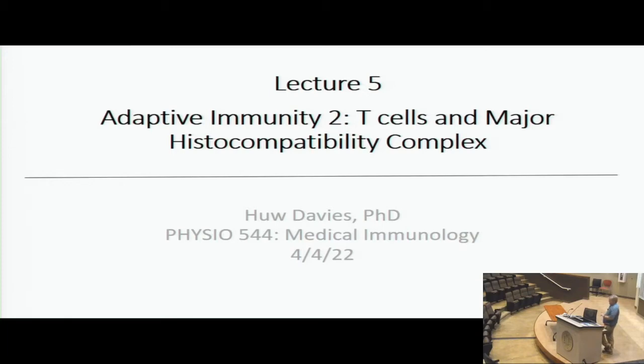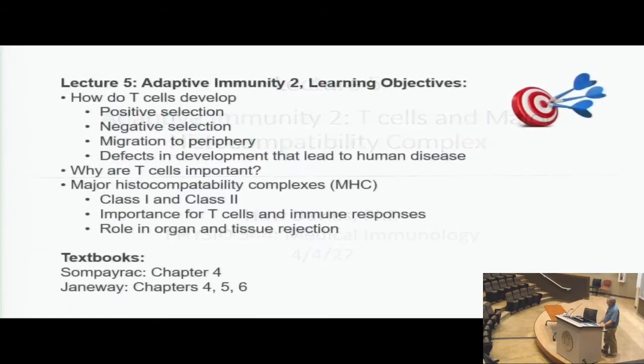So we're now going to transition to T cells. Like I said before, it's quite difficult to segregate T cells and B cells, as they're involved in each other's lives. But we're going to look at T cells in more detail now. By the end of this, we'll have looked at T cell development, which occurs in the thymus. There are several steps: positive selection and negative selection, where most of those T cells actually die.